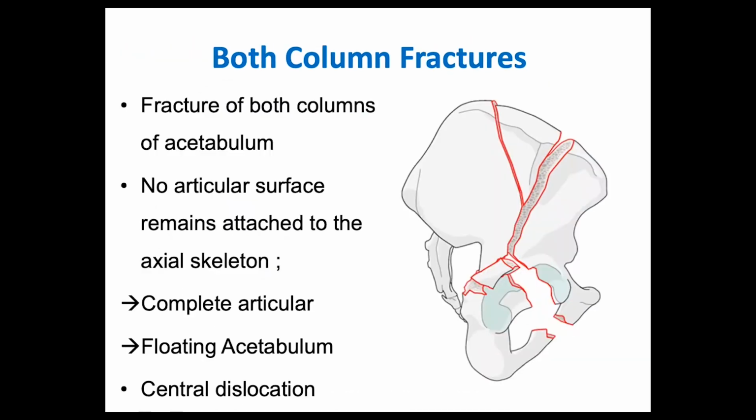And now coming to the last associated fracture type, which is associated both column fractures, or ABC. This is usually a fracture of both columns of the acetabulum, where no articular surface remains attached to the axial skeleton. So it's a complete articular fracture, and we usually call it floating acetabulum. This fracture is usually associated with central dislocation of the femoral head.